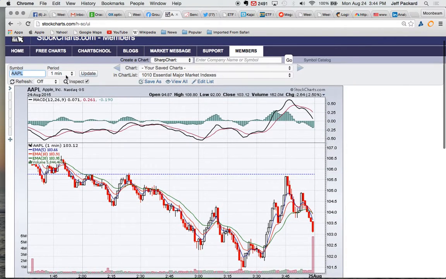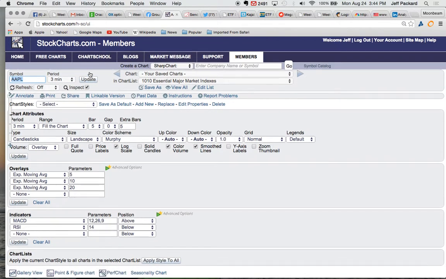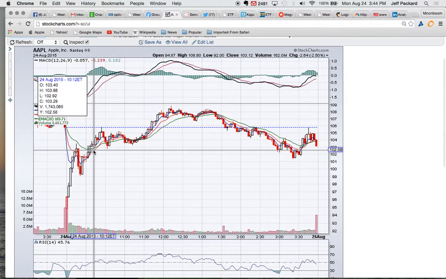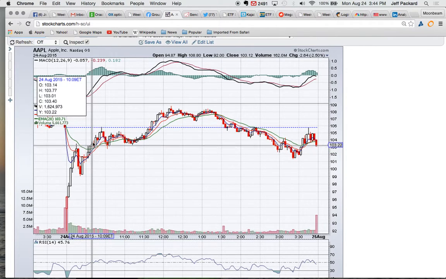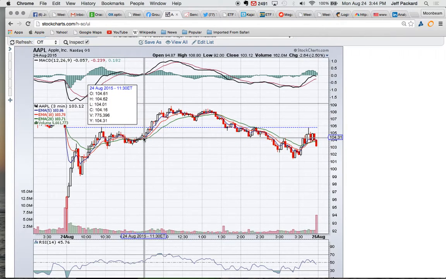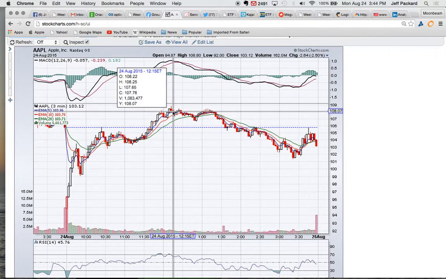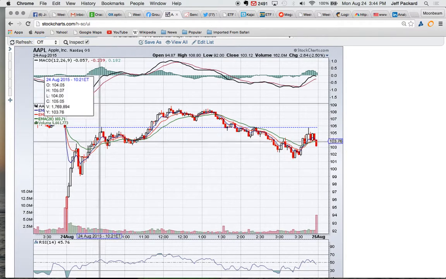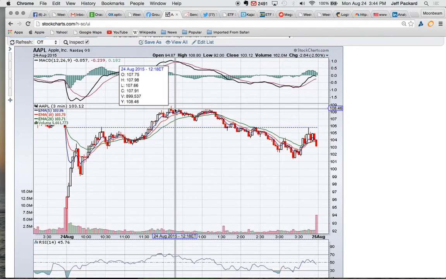Let's see if we can find a 3-minute chart. Okay, the gap down. And then what did it do? The 3 lines crossed. They stayed sideways to the high of the day. So you would have made a 103 to 108. You would have made a $5 move in Apple.